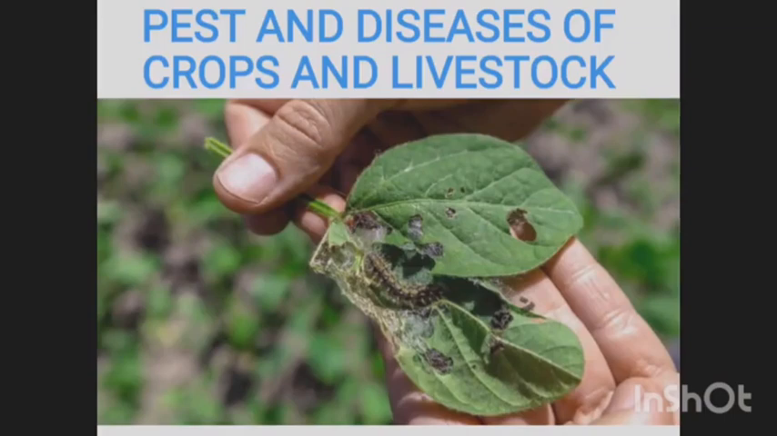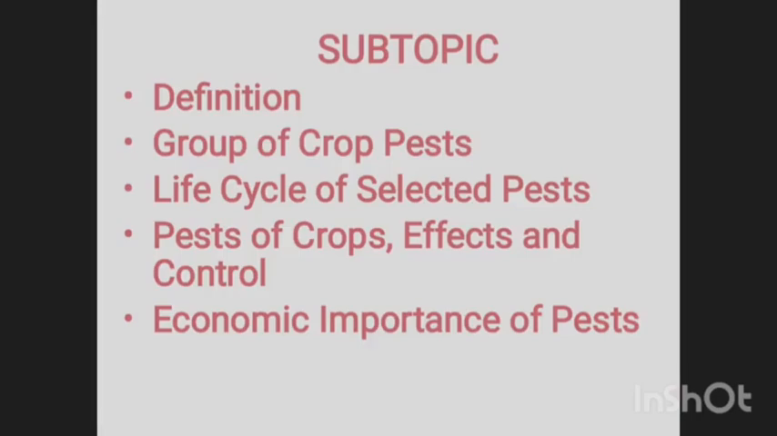Today we're looking at biology, and the topic for today is titled Pests and Diseases of Crops and Livestock. This topic will look at various subtopics which we're going to see in the next slide. We're looking at definition, groups of pests, and the life cycle of selected pests. We'll also discuss pests of crops, their effects and control, and talk about the economic importance of pests.